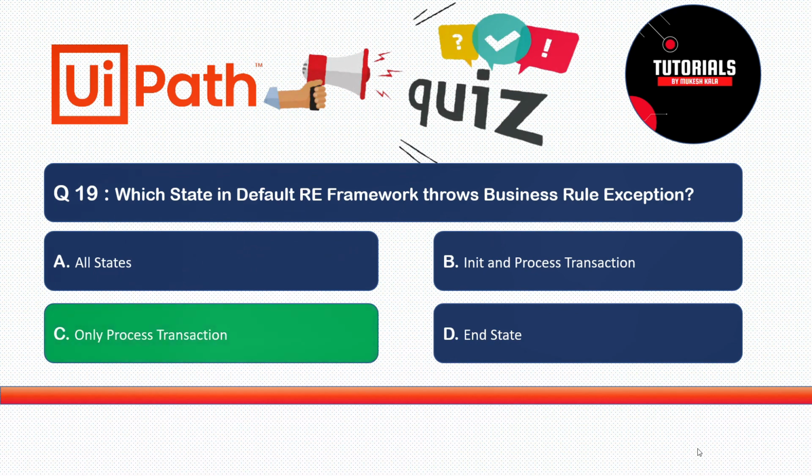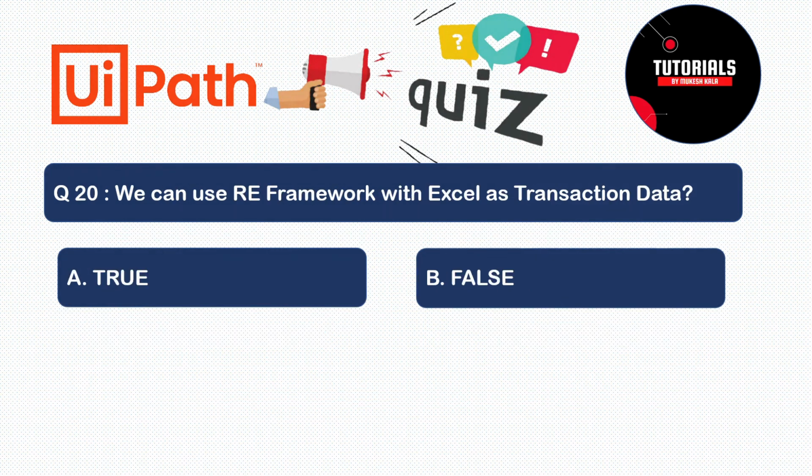And the correct answer is only the process transaction, right? Because process transaction is where we are writing the business logic, right? So where would I be writing the business logic? In the default RE framework, in the process transaction. And since I am writing my business logic in the process transaction, this is the place where I will generate a business rule exception.